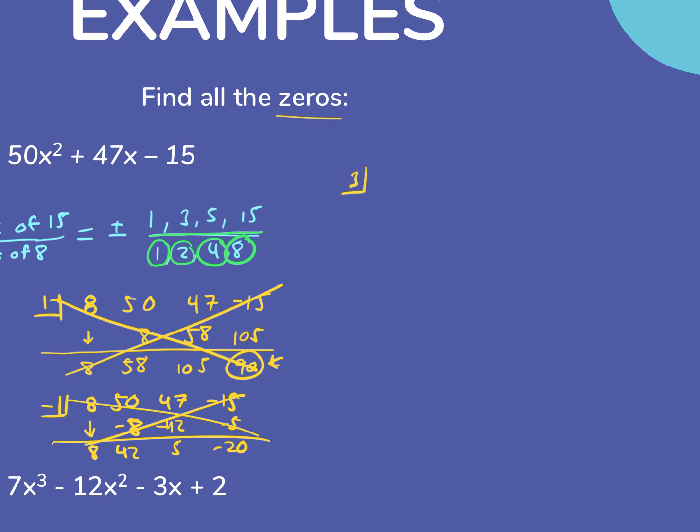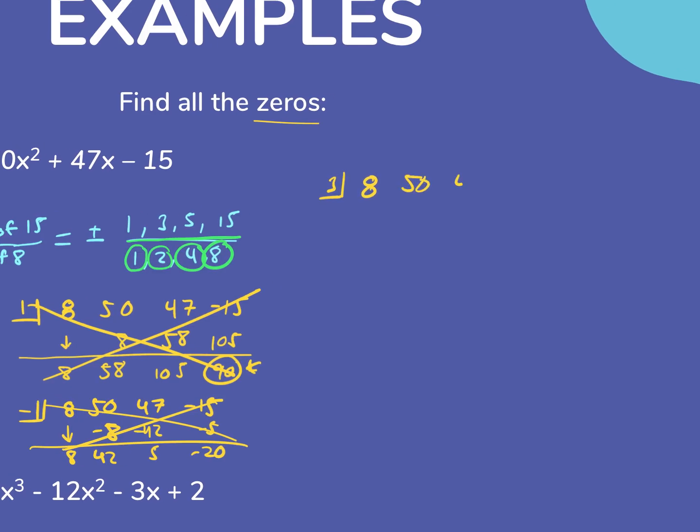Let's try 3, right? 3 is the next best number. We're still going to use our integers. I don't want to use a fraction unless you have to, right? We're going to do 8, 50, 47, and -15. All right, now let's see if 3 works. So we're going to get 8, 24, 74, and then maybe you guys can see from now that this isn't going to work, right? 3 times 74 is a really big positive number, and then we're going to get another really big positive number, and then positive times 3 is going to get us another really big one. You can even try it if you want to, but I know that this isn't going to work.